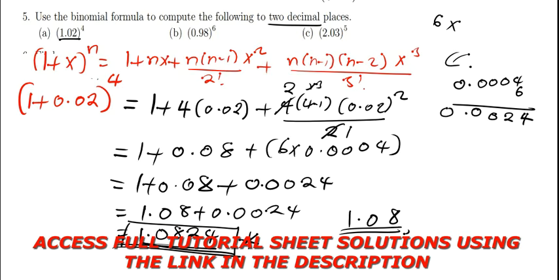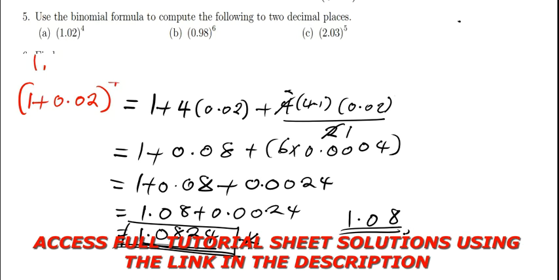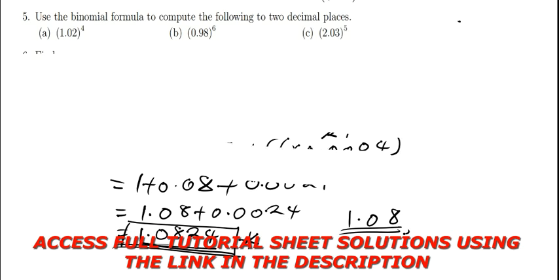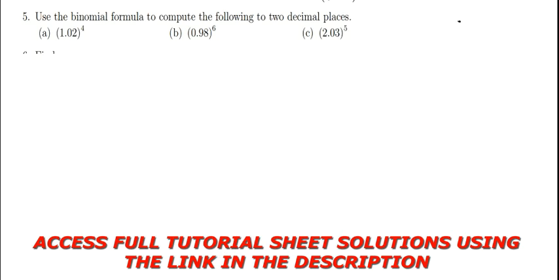Now try to look at part B. Pause the video, try to solve it out, and then compare with the answer that I'm going to find. Okay. So use the same formula. Nothing is going to change. We need first to find it in the form of 1 plus x raised to the power n. In this case, n is 6.